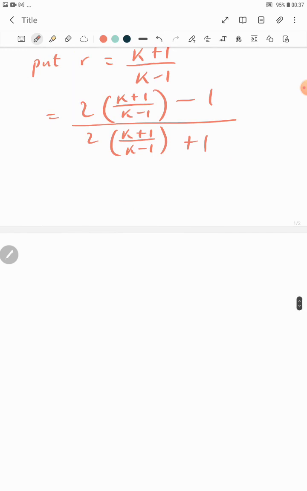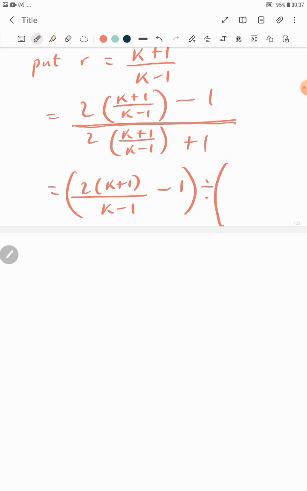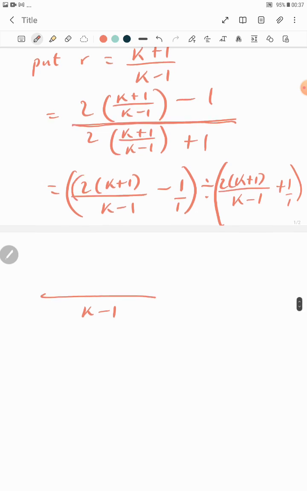So this is what we are going to simplify now until we get it to the simplest form. Our numerator is 2 bracket K plus 1 over K minus 1, then minus 1, in brackets. The division line we change to division. Then the denominator is 2 bracket K plus 1 over K minus 1, plus 1, in brackets. Like we are looking for the LCM, let's put the 1 over 1 so it appears like a fraction. The LCM will be K minus 1. K minus 1 in K minus 1 gives us 1, and 1 times what we have in the numerator still gives us 2 bracket K plus 1.